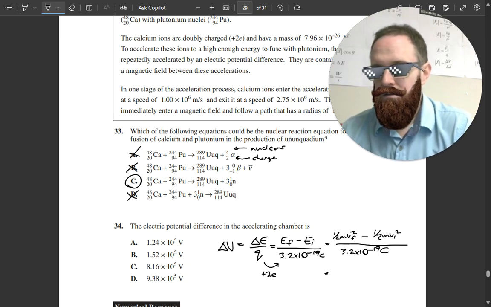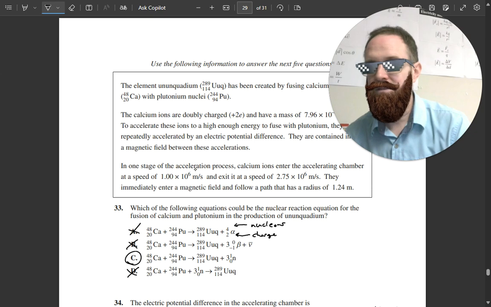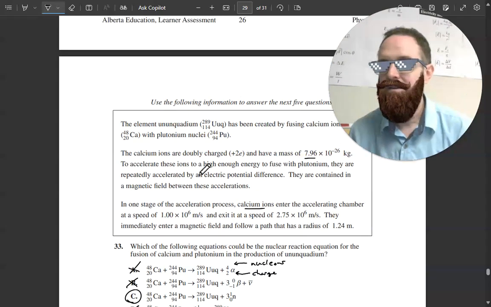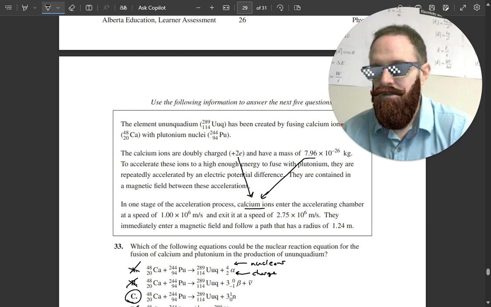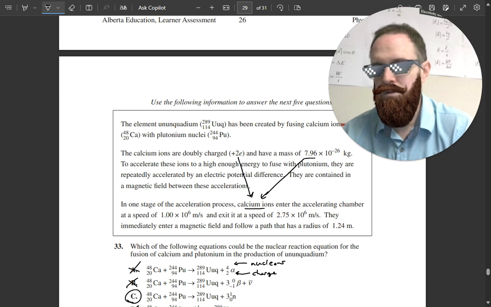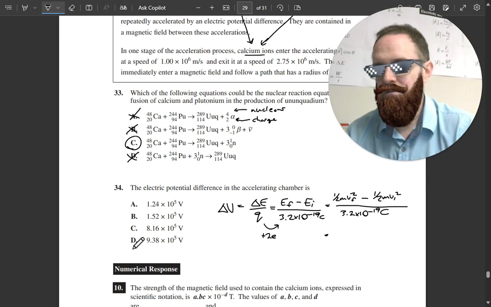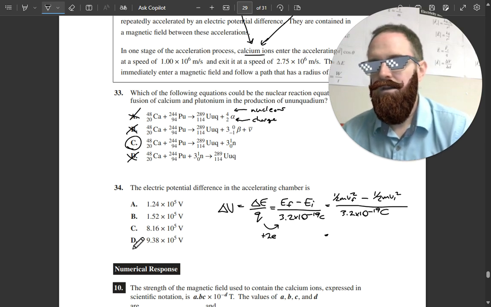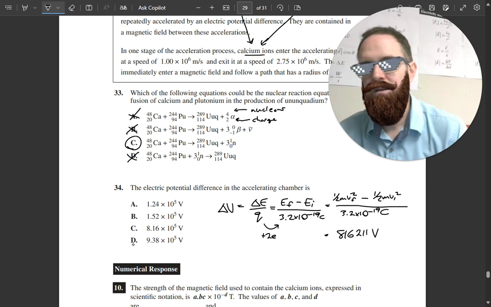Times my mass. What's the mass of the calcium? We're talking about the calcium, right? In this stage, the calcium ion enters in here. Is the mass of the calcium ion up here? So these go together, doubly charged. That's that one. So those are all in there. Just typing numbers into my calculator, and I have to make sure to divide by 3.2 e to the negative 19. Oh, look at that. What I get is 816,211 volts. So that's going to be C.